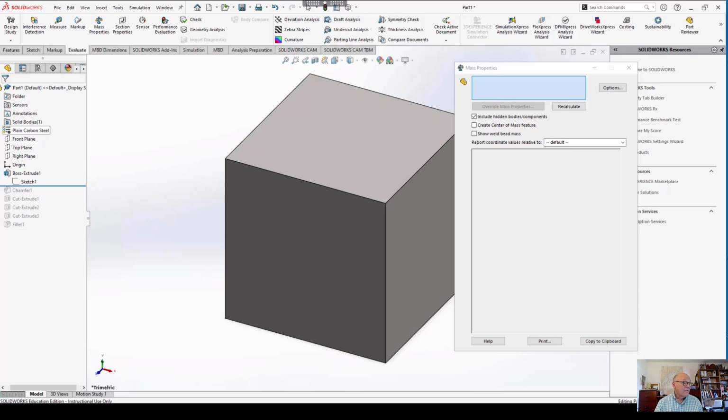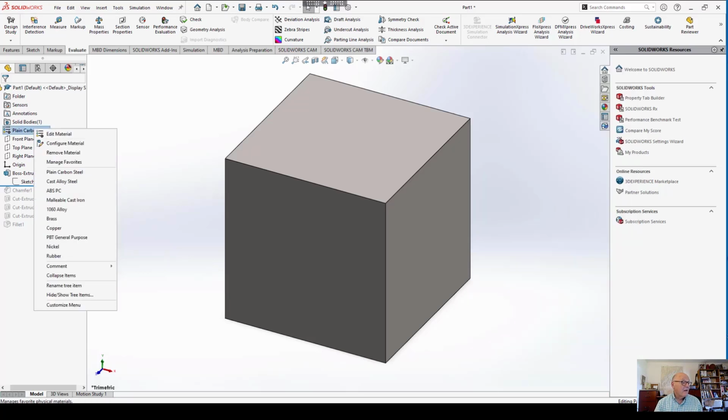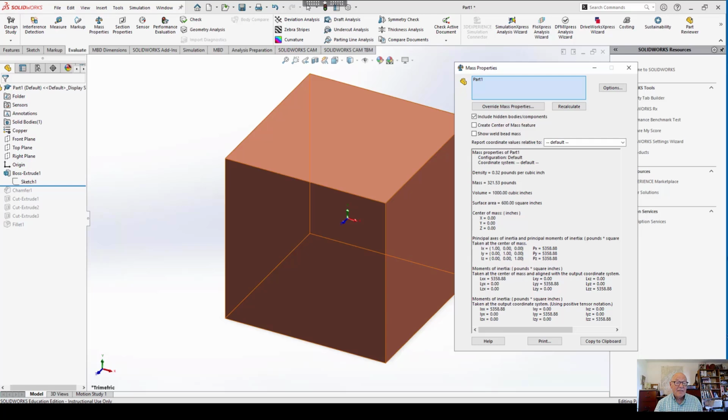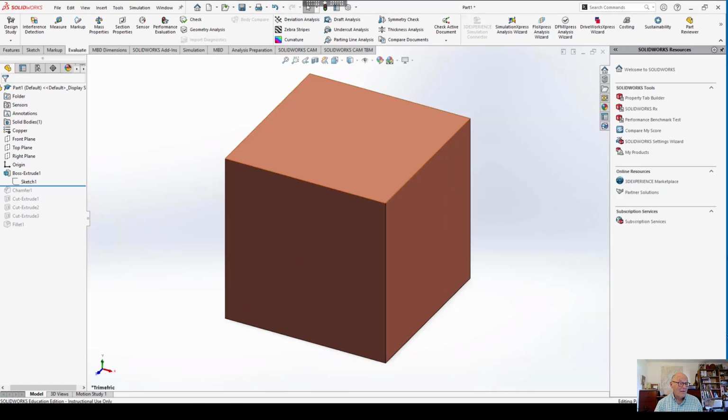Change the material. Let's just go and find a different material here. These are all metal. Well, let's go to copper. We'd make it a copper material. We come back up here to markup. We go to mass properties. And you notice now copper weighs more than plain carbon steel. 321 pounds now. So this is a pretty heavy block of metal on here if you make it out of solid copper.